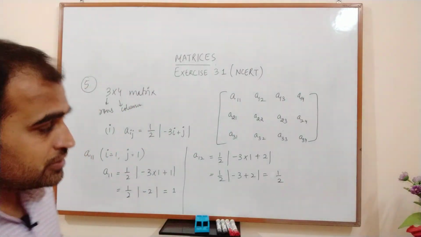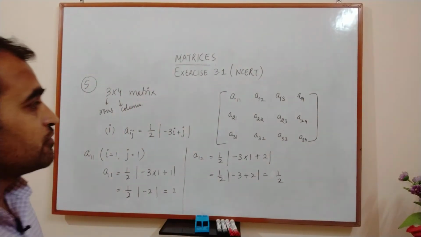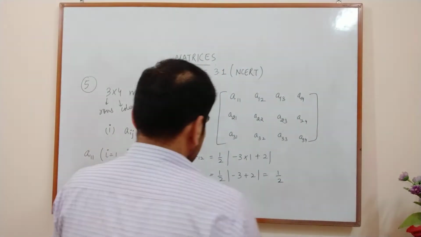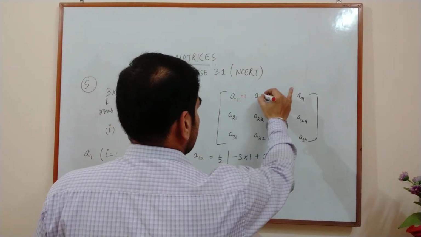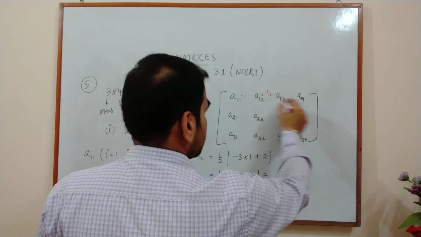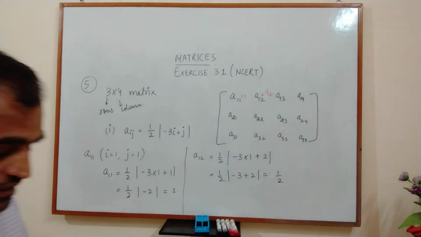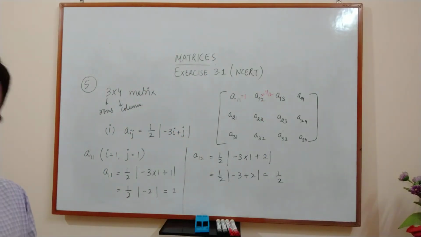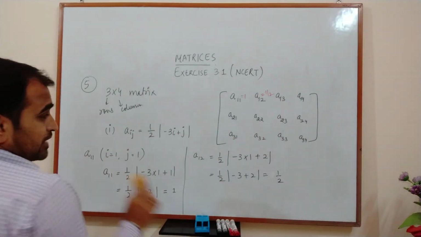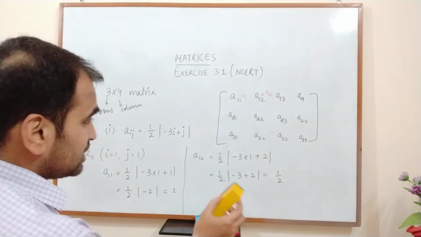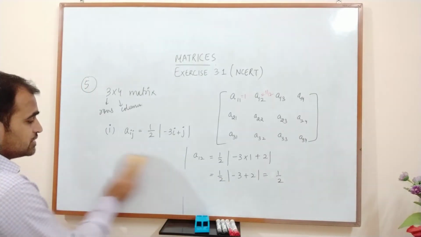Similarly we can compute the next elements, that is a13, a14. So here you can say a11 is 1, a12 is 1 by 2. Similarly we can compute the rest of the elements. All the values will be positive just because of the mod function, right? Okay, so you can do it simply, it's a very simple question.